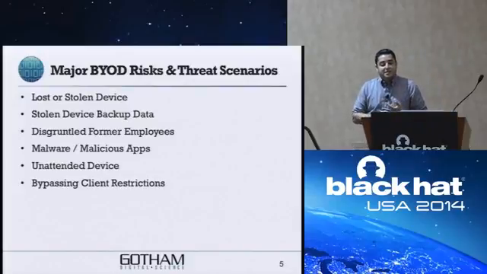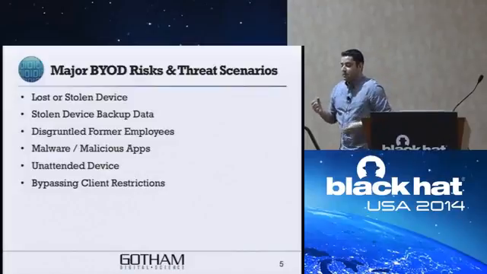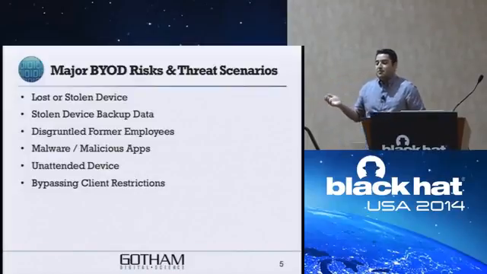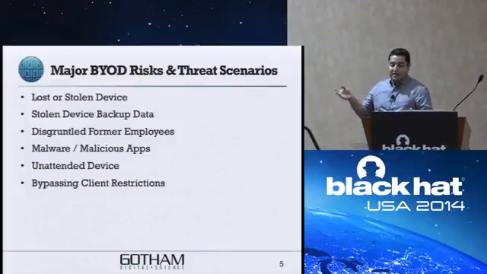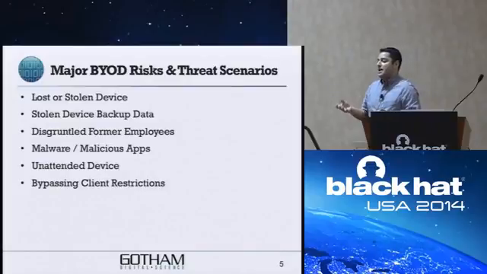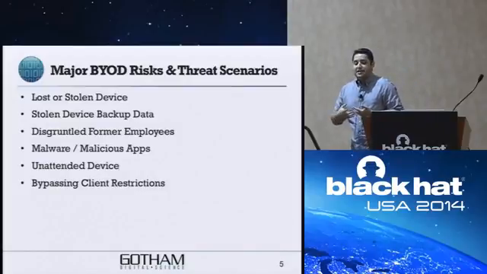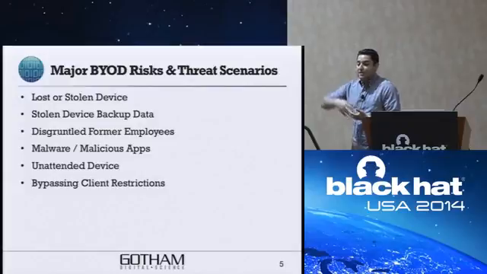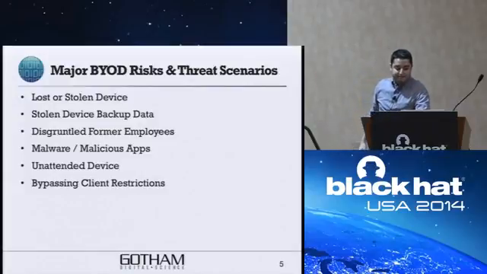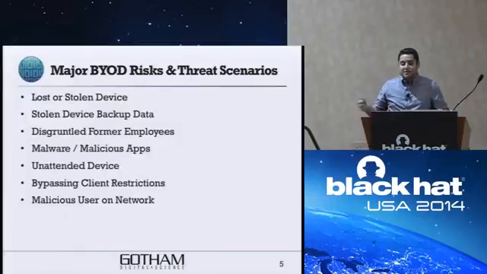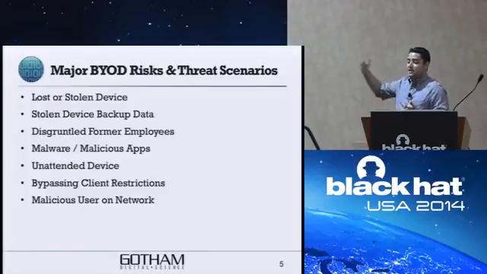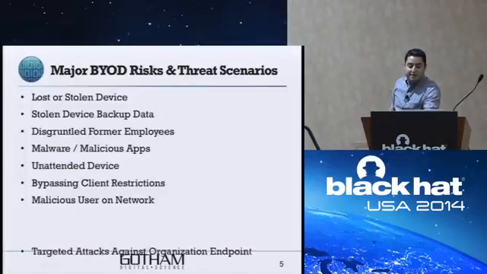Bypassing client restrictions. So there's going to be some forms of client restrictions. Maybe you don't want people running it on a jailbroken device, or maybe you don't want your employees doing copy and paste and putting it into some other app, or maybe you want the organization data to only be available in a certain app and not be used outside of it. Malicious users on a network. You're at Starbucks doing whatever you do on your phone. There should be controls in place that ensure the data is protected over the network.